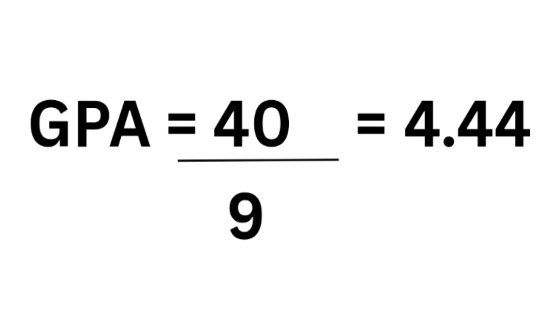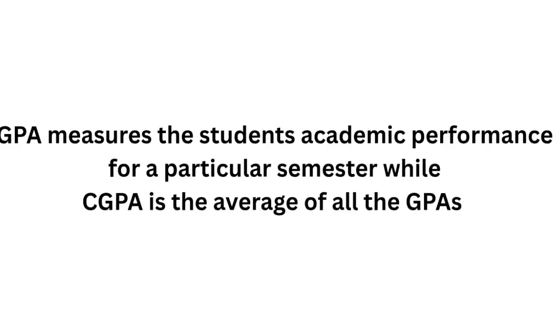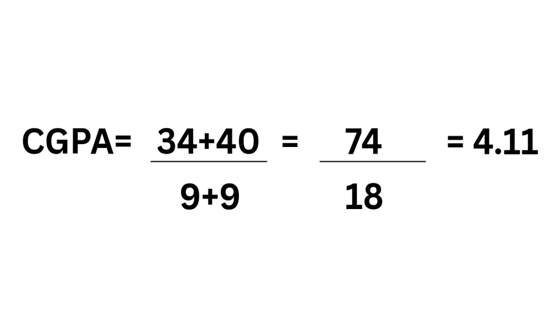So to calculate the CGPA, remember we said the difference between CGPA and GPA is that CGPA is the cumulative of GPA. So we're going to add his GPAs for the first semester and the second semester. His total grade points for the first semester is 34. His total grade points for the second semester is 40. So we're going to add the GPs of the first and second semester and then divide it by the total number of credit units for the first and second semester. So we're going to have 34 plus 40 all over 9 plus 9.